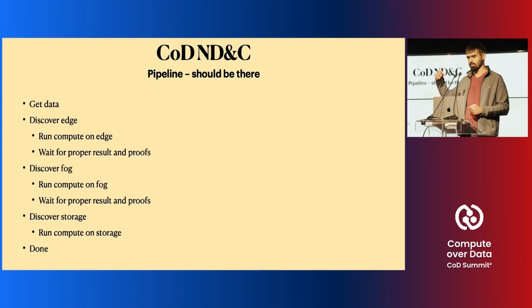After that, I discover some kind of fog, some intermediary computations for the real time. I move the control flow here, run compute on fog, wait for proper results and proof, and after that, I discover storage. Why should I discover? Because it could depend on the data that I got from the fog compute. For example, I could determine the right shard which points to the subnetwork, to a small network, only during this computation. I probably cannot have everything in place from the very beginning. But I can discover every next step: discover, run, wait, discover, run, wait, discover, run, wait, and finally done.